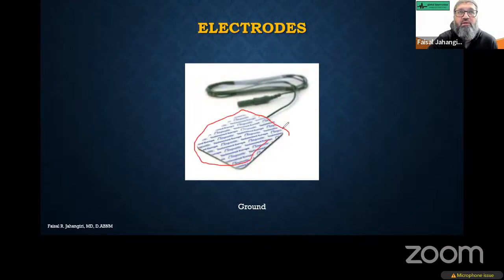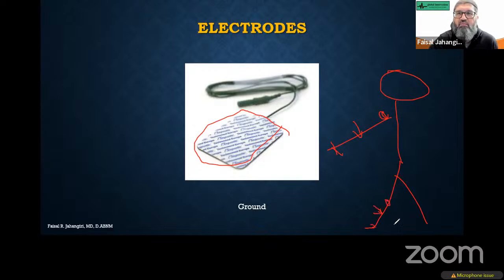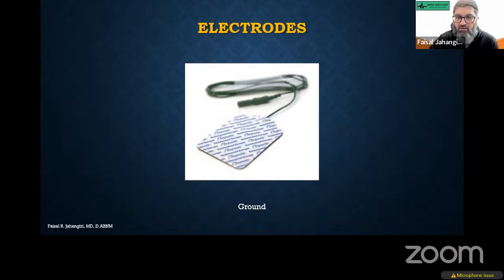The ground electrode is a big electrode, and it should be placed between the first stimulation site and the first recording site. So this is the hand, this is the leg. If you're stimulating from the hand and your first recording is the brachial plexus, you should always put the ground here. If you're stimulating the foot and recording from the popliteal fossa, you should always put the ground on the shin, the leg, so before the first recording site, because otherwise the ground is not going to be very effective.